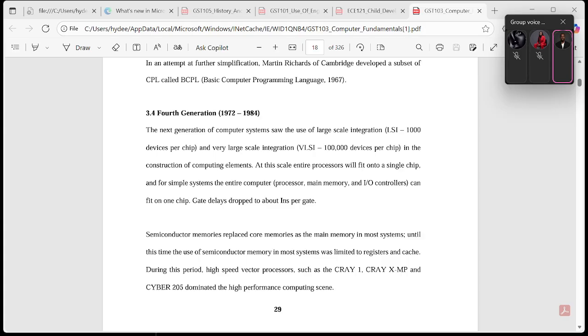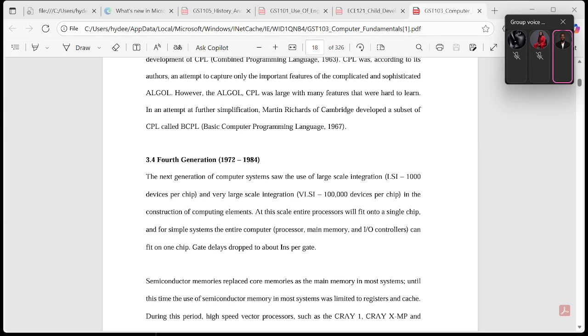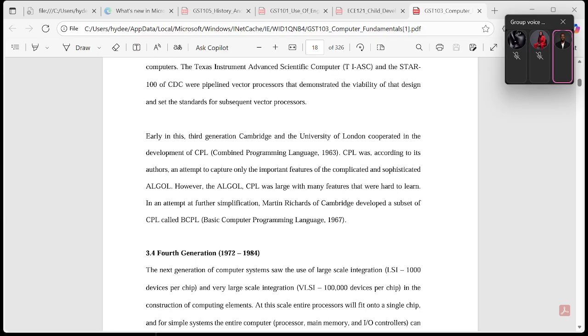Now you might be asking what CPL is, or probably all these things. CPL is called Computer Programming Language, and BCPL is called Basic Computer Programming Language.